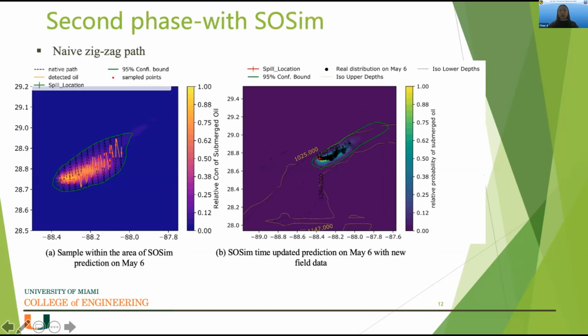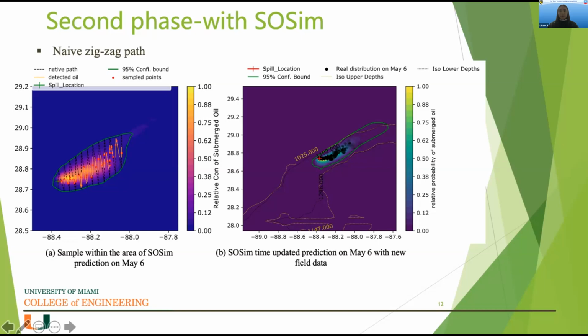With initial data, SOSim then makes a prediction one day after the data were collected. The same method, a naive zigzag path, is designed within the uncertainty regions predicted by SOSim to collect water samples. The new sample data is also plotted as the red dots here. The new data is input to SOSim, and SOSim makes a time-updated prediction in the right figure here.